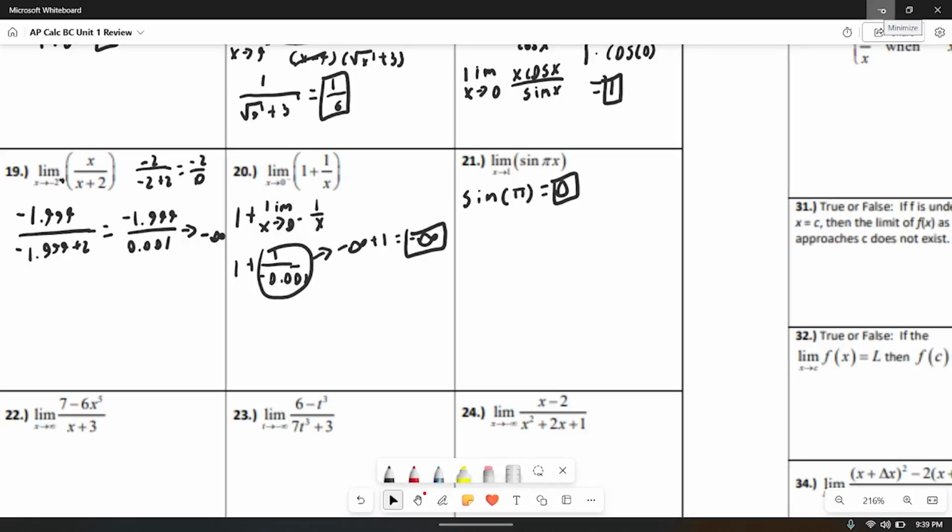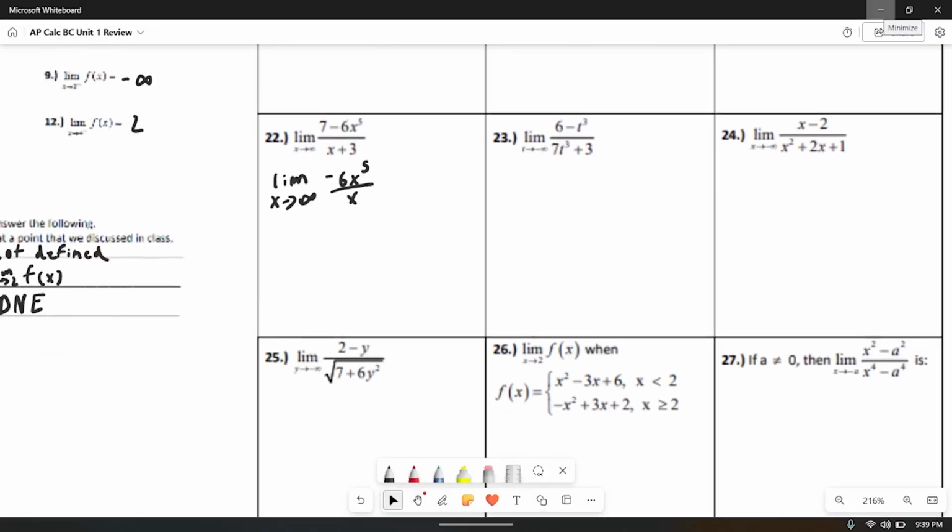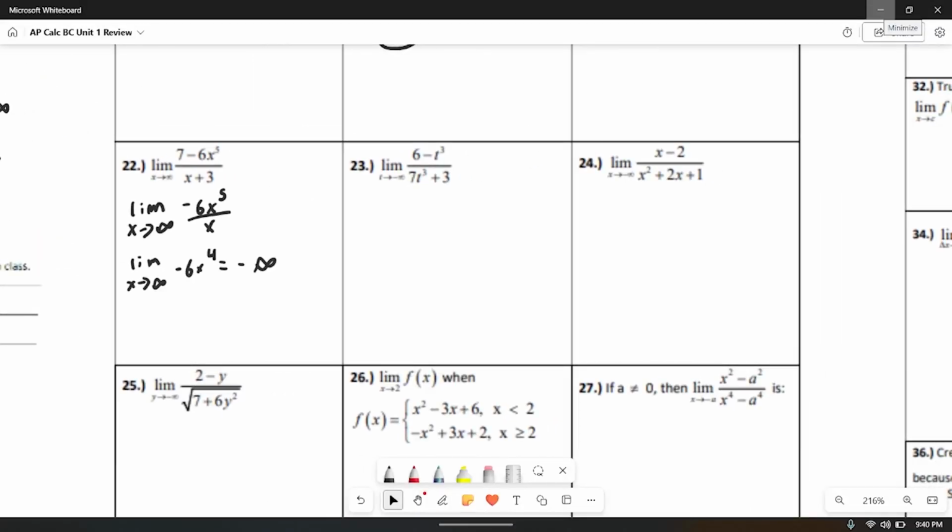Alright, our next one, we have a limit as x approaches infinity. For these types of limits, we're only going to look at the greatest term, so whichever term is increasing the most. So for this one, limit as x approaches infinity, we're going to use negative 6x to the fifth over x. So I can simplify this if I want. So we have limit as x approaches infinity of negative 6x to the fourth. Now I can see that this evaluates to negative infinity, because if I plug in infinity, this will just be a big number, and then the negative will make it negative infinity.